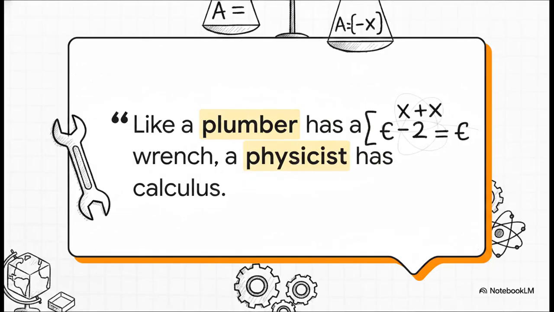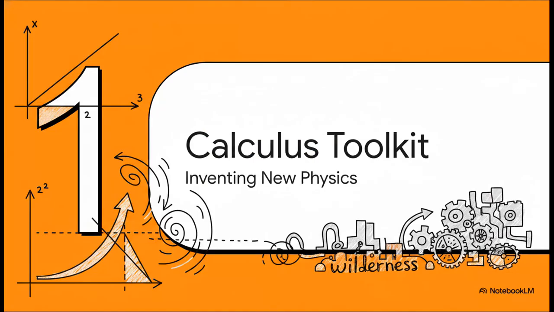Basic algebra is fantastic for shuffling equations around, but to invent entirely new physics, you need a way more powerful tool. There's this great quote from Domain of Science: "Like a plumber has a wrench, a physicist has calculus." Calculus is the essential everyday bread-and-butter toolkit that physicists use to derive completely new descriptions of reality. Section 1. Calculus, the physics toolkit.